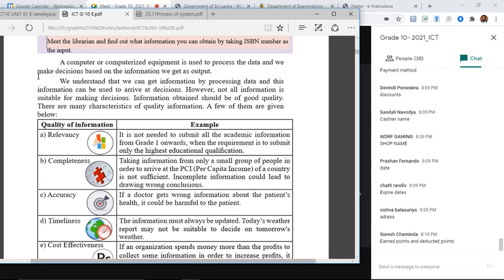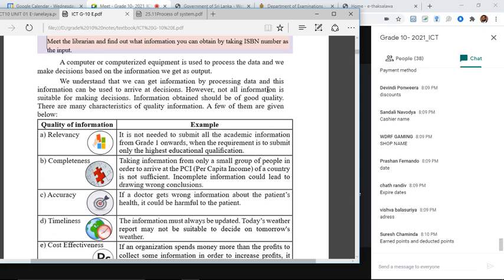Then we understand that we can get information by processing data. When we process data we know, information comes. And this information can be used to arrive at decisions. So we can make decisions. I have given that note and we have discussed that.